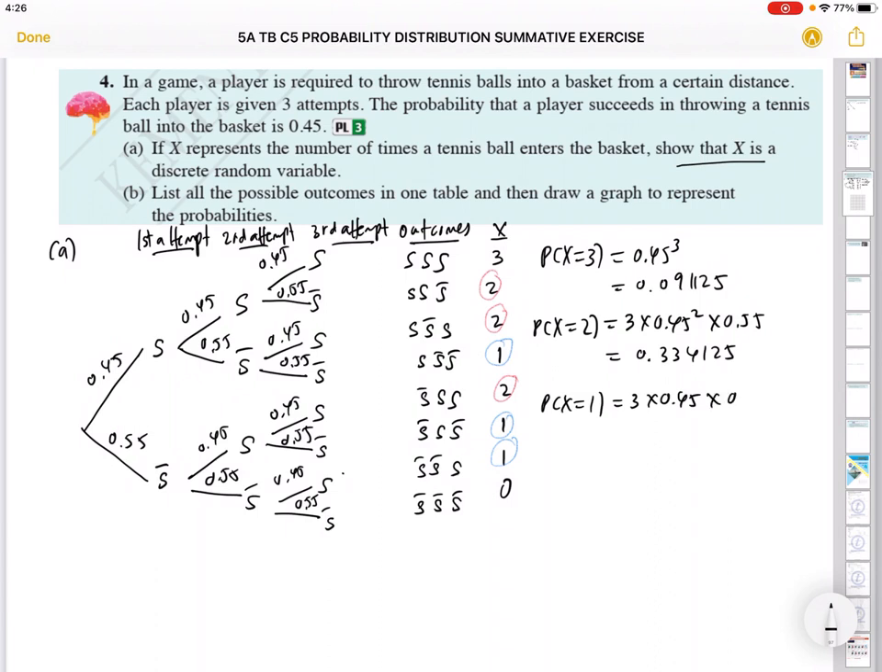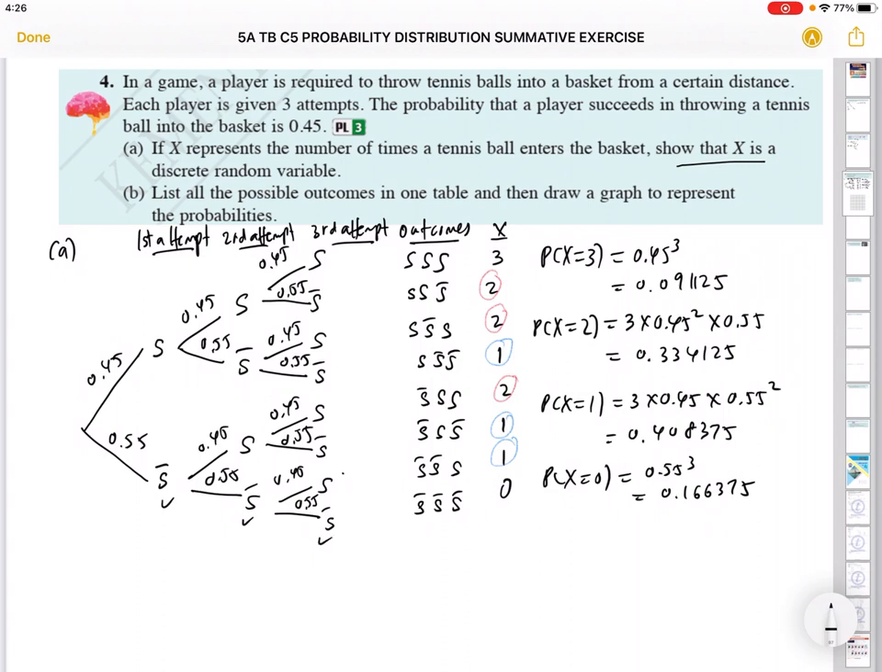Miss is 0.55, but you missed twice, so you multiply 0.55 times itself, so it's 0.55 squared. Now I've got 0.408375, and lastly x equals 0. This will be 0.55 to the power 3, answer 0.166375, because you miss all three, so you multiply them together.